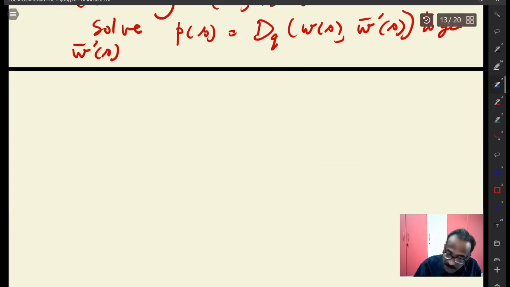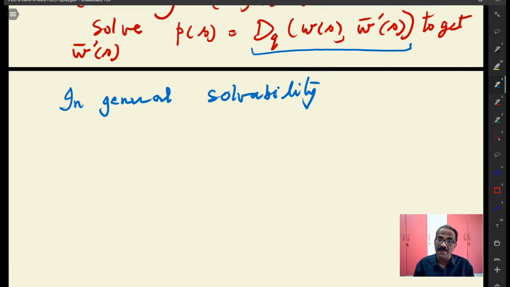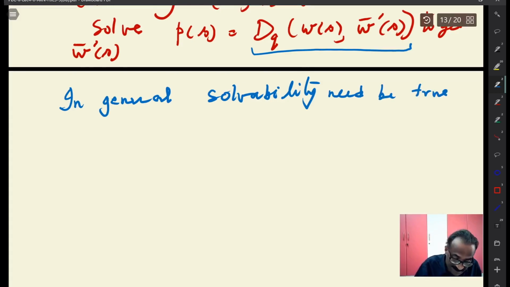So in general, solvability may not be true, because it's an algebraic solvability, and you know that an algebraic equation you cannot always solve. This is a nonlinear equation in general, and the other one happened to be linear, so in general solvability need not be true. This is a major hurdle in general.